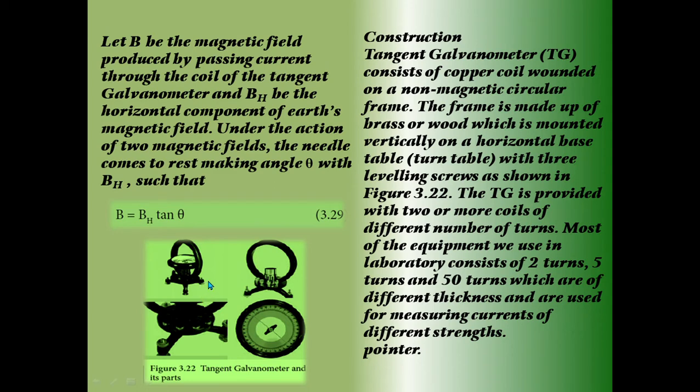The tangent galvanometer is provided with 2 or more coils, here 2 or more coils of different numbers of turns. Most of the equipment we use in the laboratory consists of 2 turns, 5 turns and 50 turns, which are of different thickness and are used for measuring currents of different strengths.